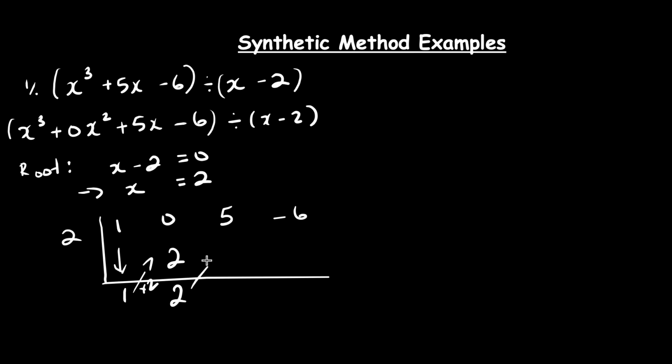So we get 2 here. Multiply by 2. And we're going to add. We get 9 here. Multiply by 2. And then we're going to add, and we should get here what looks like 12, right?